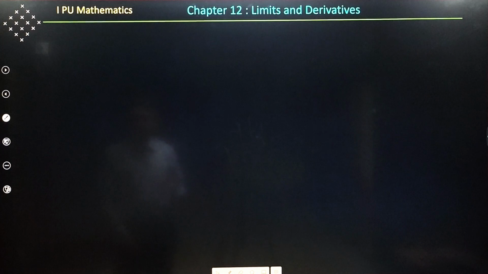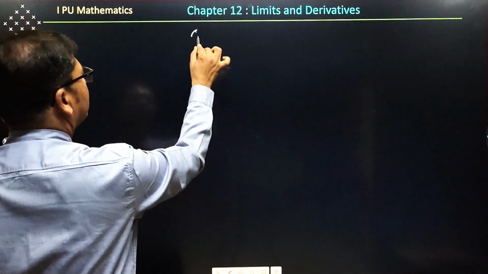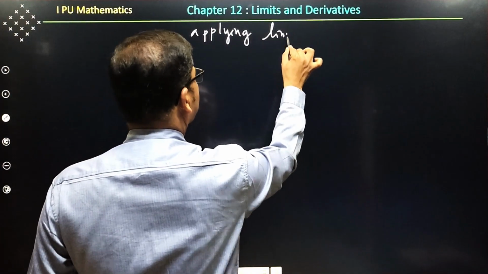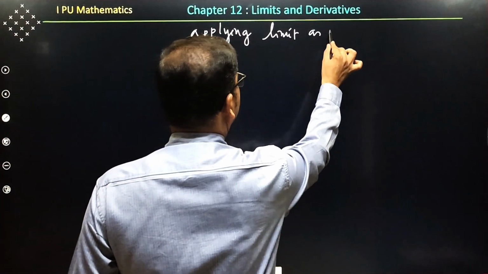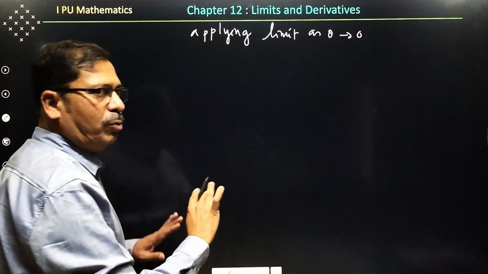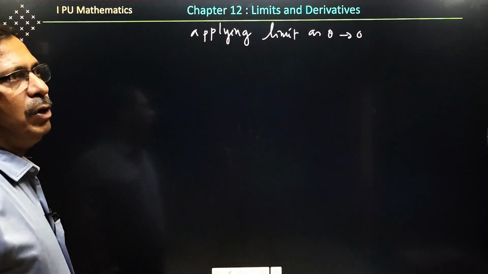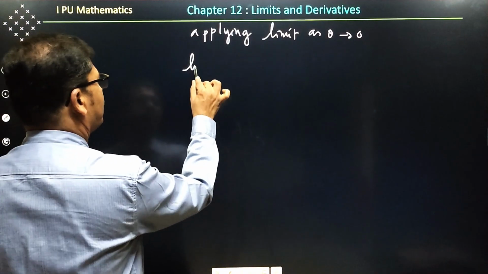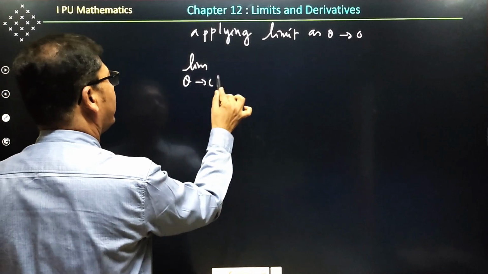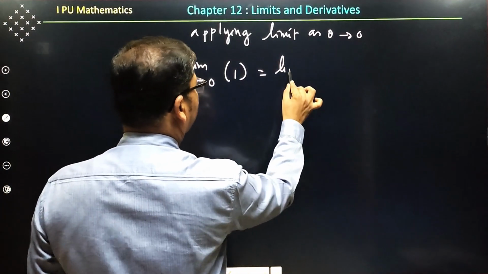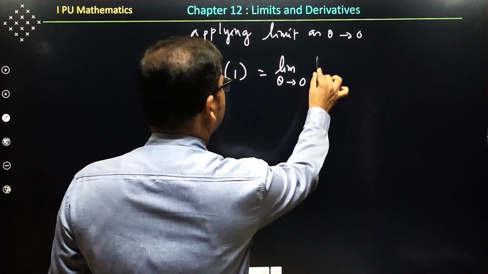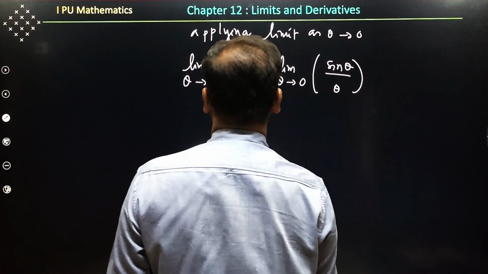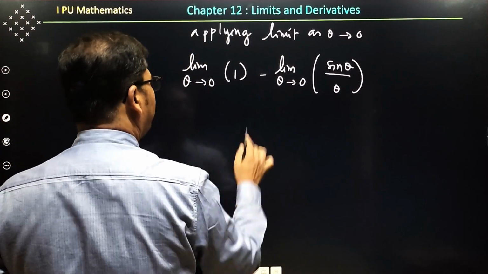Now at this stage, applying limit theta tends to 0 on both sides to that inequality. See, on the left side, what is there? 1 is there. Limit theta tends to 0 of 1, and then limit theta tends to 0 of sin theta upon theta.